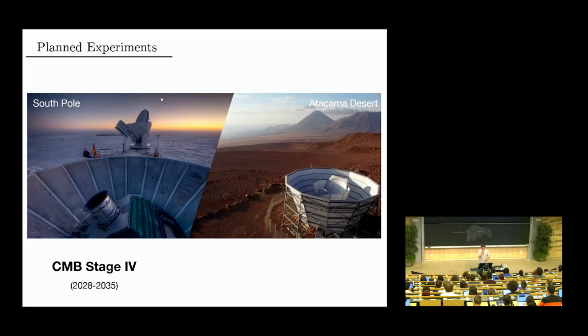There's an upgrade, stage 4, the next generation of CMB experiments, which tries to combine experiments at the South Pole and in the Atacama Desert. I should maybe have put a question mark on the South Pole, because just very recently there was some uncertainty put on whether the South Pole facilities would be maintained by US funding, and the answer at the moment seems to be no. So there was a bit of bad news for the stage 4 endeavor. But again, politics might change.